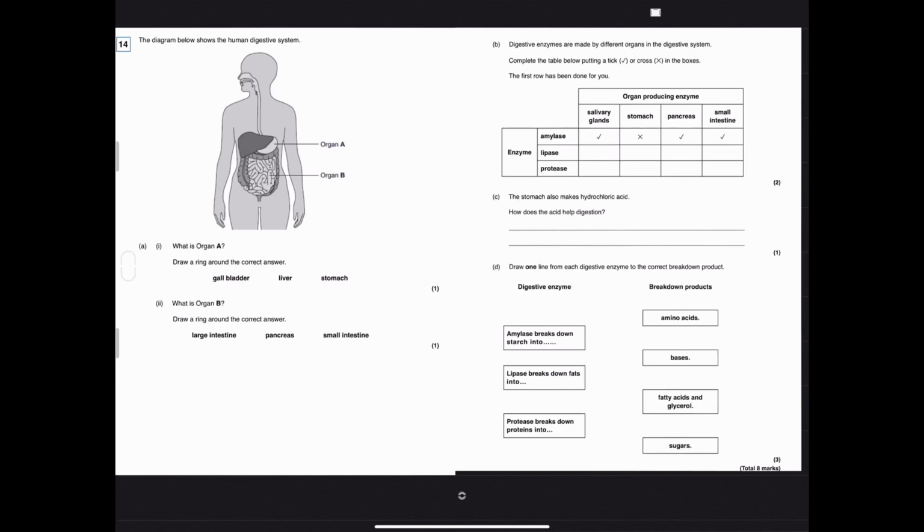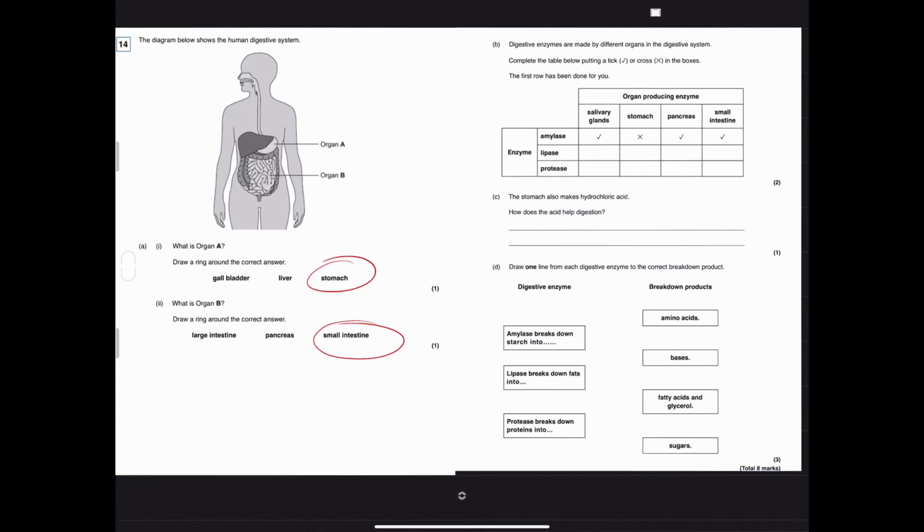Okay, so let's look at the first question. What is organ A? Organ A, you should have that this is the stomach. What is organ B? Organ B is the small intestine.